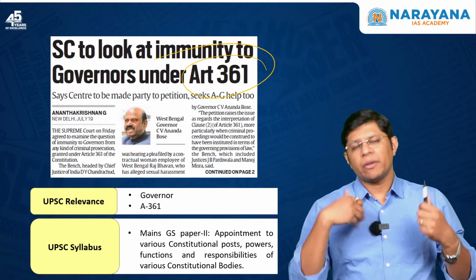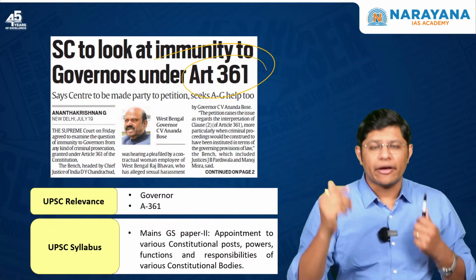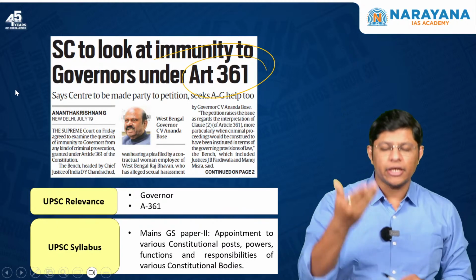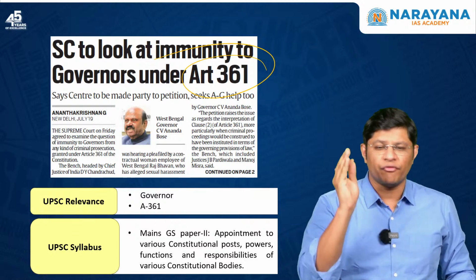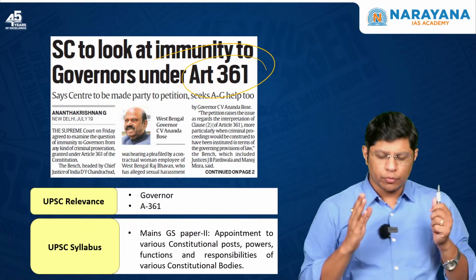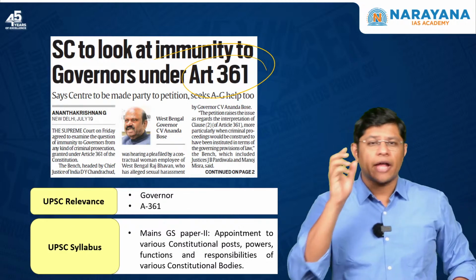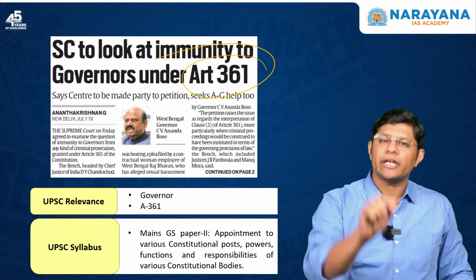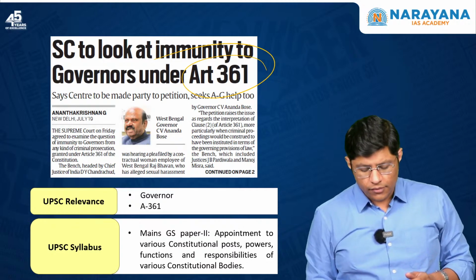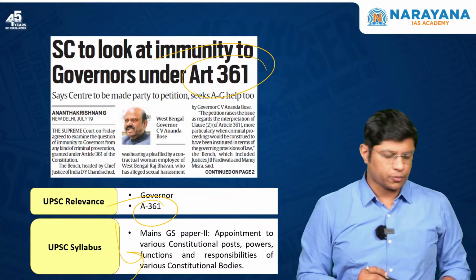Given that we have been hearing about governors misusing the powers given to them and the immunity they have, in this context, understanding the topic, that is immunity to governors under Article 361, is very important. This topic appeared in The Hindu paper. We'll understand the constitutional provisions relating to the governor and the immunity given to governors. You need to understand Article 361, and you can map this topic under GS paper 2.